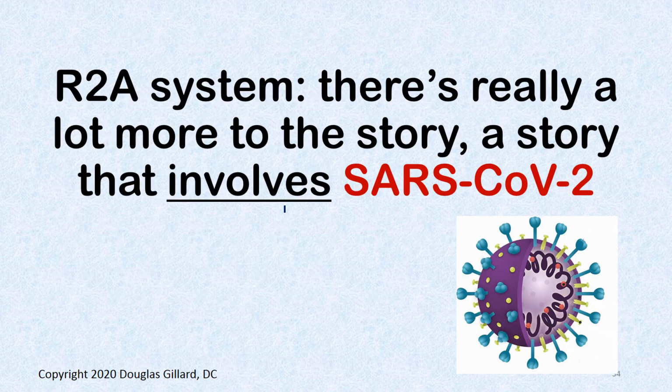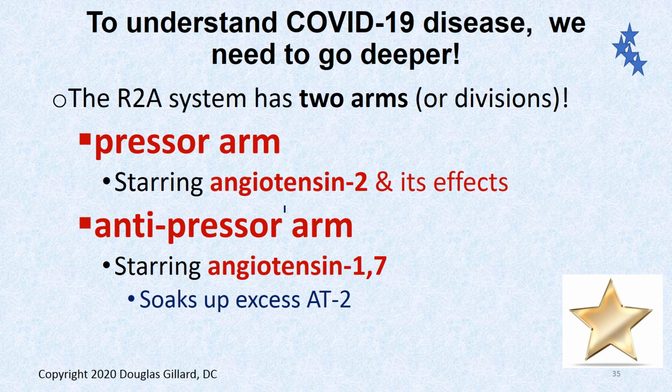So now let's go back to the SARS-CoV-2 story, the COVID-19 story a little bit. To understand COVID-19 disease, we need to go a little bit deeper. So the RAS system actually has two units, or two divisions, or two arms, as researchers typically call them. There's the pressor arm, which stars angiotensin II. We've talked about it and its effects already, how it causes vasoconstriction, and it can negatively affect the heart and causes some nasty stuff if there's too much of it.